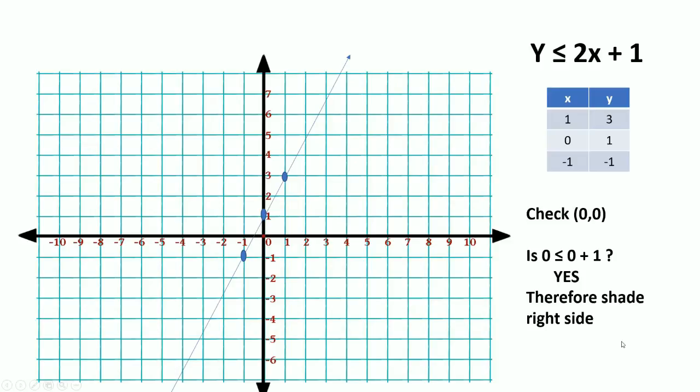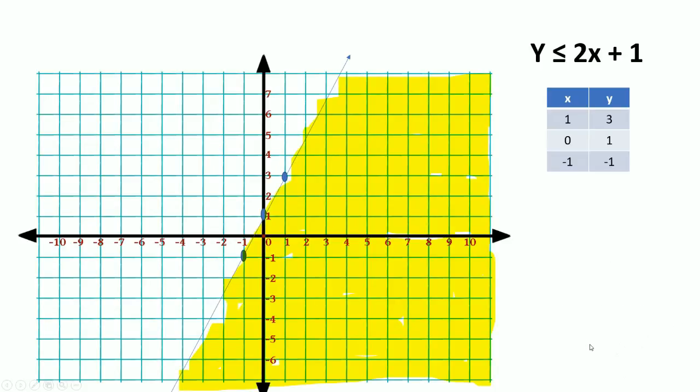I suggest that you always use 0, 0 unless you have the special situation where 0, 0 actually lands on your line. In that case, you'll have to pick some other easy point like 1, 1 or something like that. Okay, so the next step then is to shade the right side of the line. And this would be the solution then to our inequality. It's an entire region of the coordinate plane.